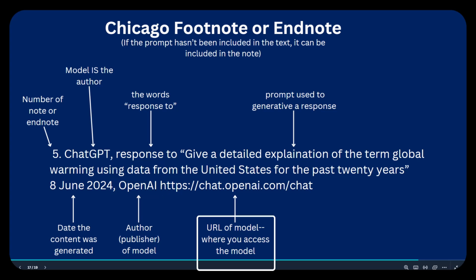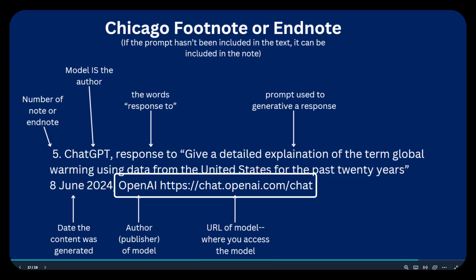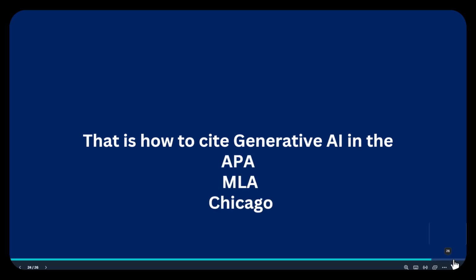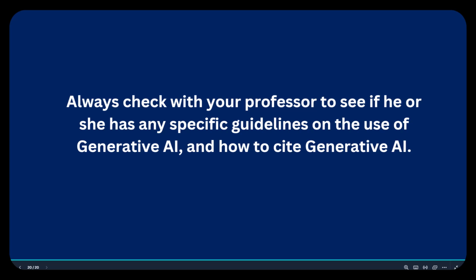So most of the parts of the footnote or endnote are repeated in both methods. The only difference is whether to include the prompt. So that is how to cite generative AI in the APA, MLA, and Chicago styles. Again, you should always check with your professor to see if he or she has any specific guidelines on the use of generative AI and how to cite generative AI.